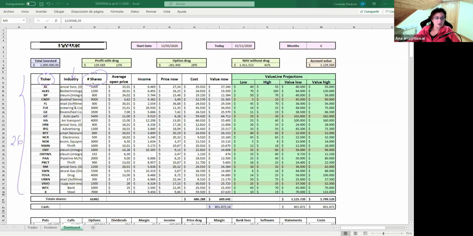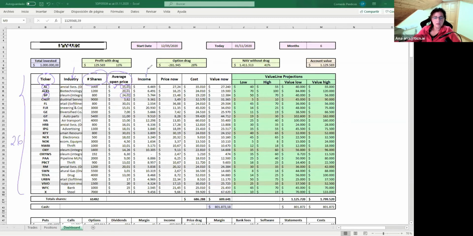Number of shares of each one, self-explanatory. Average open price, again, self-explanatory. And this is the price at which we sold the puts. There's 0.1 or 0.2, that's because of the commissions, right? But that's what it is. So we would have sold a put on AL at 35, and then the shares were put to us at 35. BP, we would have sold a put at 24, they were put to us at 24.